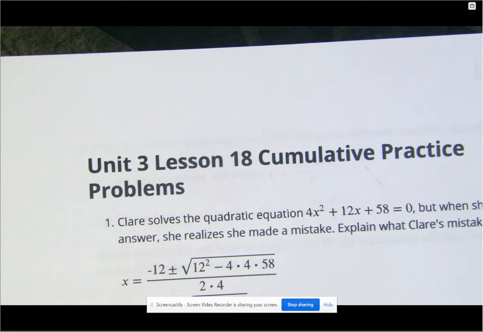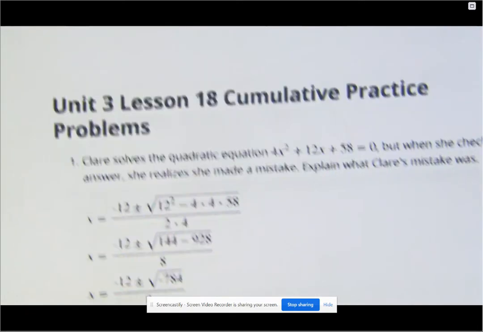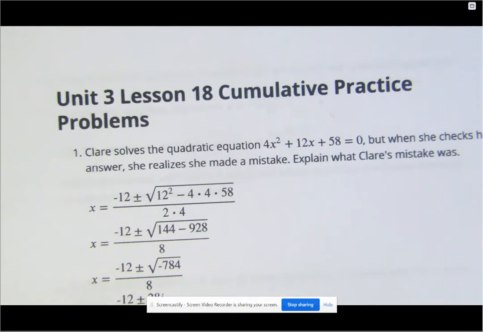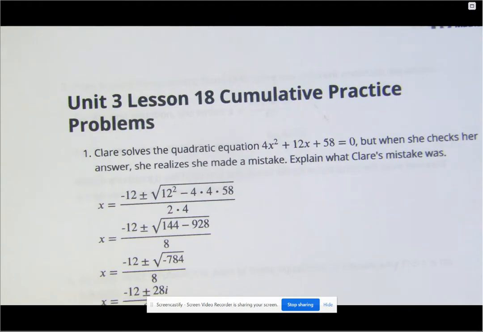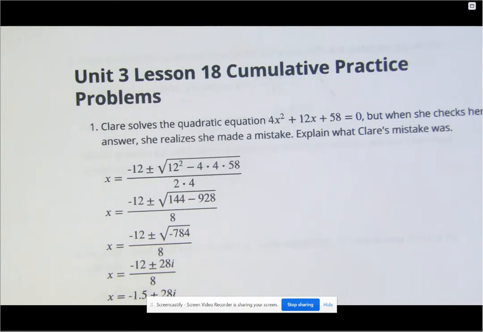It says Claire solves the quadratic equation 4x squared plus 12x plus 58 equals 0, but when she checks her answer, she realizes she made a mistake. Explain what Claire's mistake was. So error analysis is a great way to make sure you understand a problem. So let's just go through step by step and make sure she did everything right.